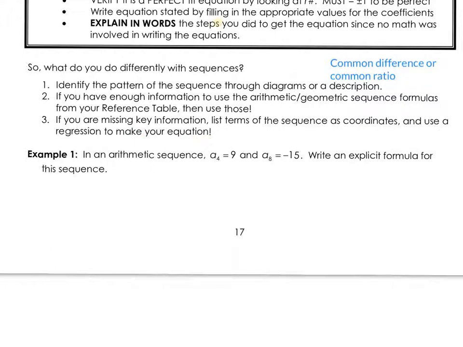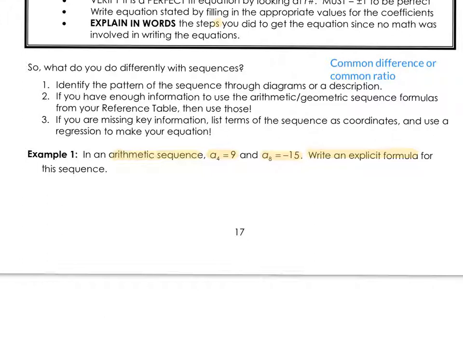So example 1 says we have an arithmetic sequence, and we know a sub 4 is 9 and a sub 8 is -15. So the 4th term is 9, the 8th term is -15. Well, I don't know the common difference because these are too far away. I can't say how much I've added. And I don't have the first term, a sub 1. So I think I'm missing 2 key pieces of information for this. So I'm going to want to do a linear regression here.